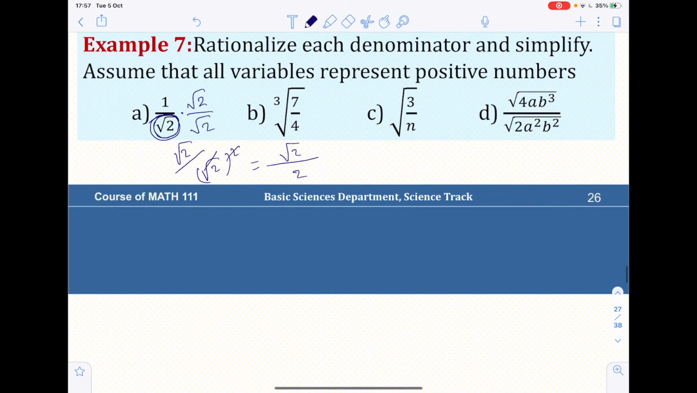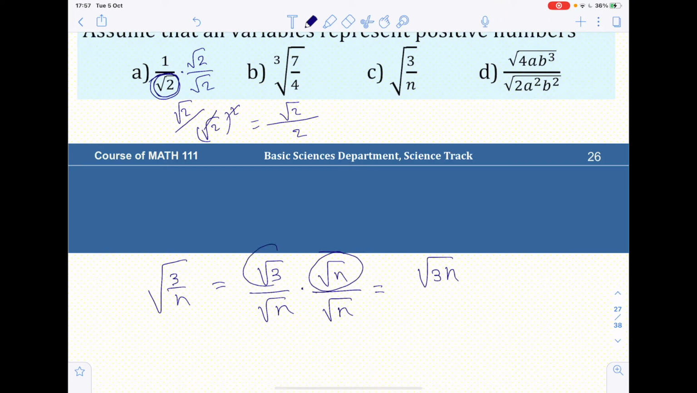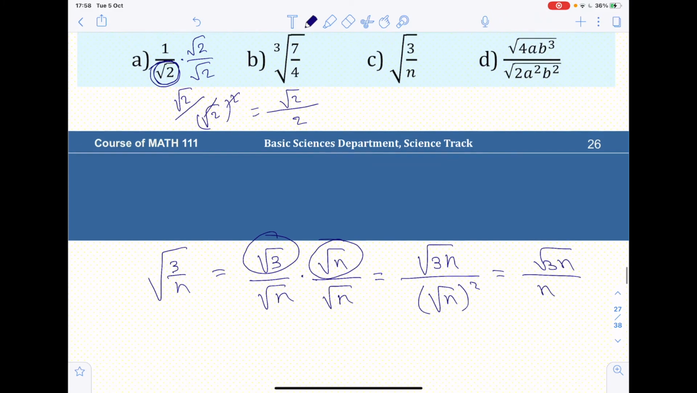Okay, let's see the next one, 3 over n. So this is root 3 over root n, so the same thing if it's square root, so all I have to do is to times up and down with the denominator. So I'm left here with 3n. In multiplication, we can gather, we can put the root under the product of the numbers, and root n times root n is root n square or n. So root of 3n over n.